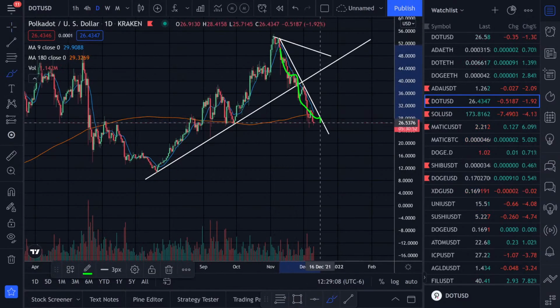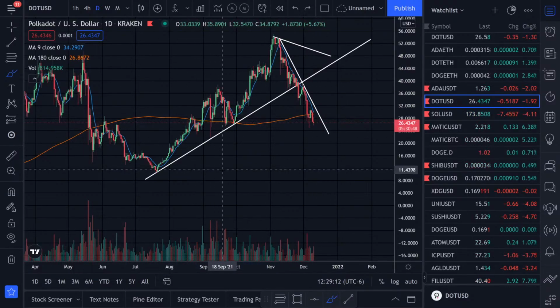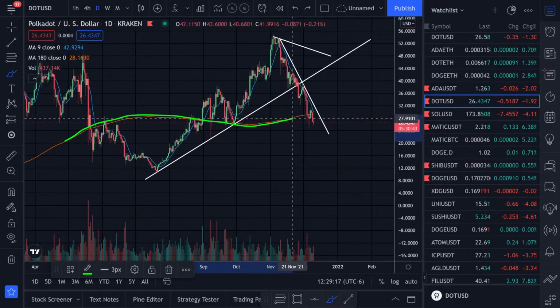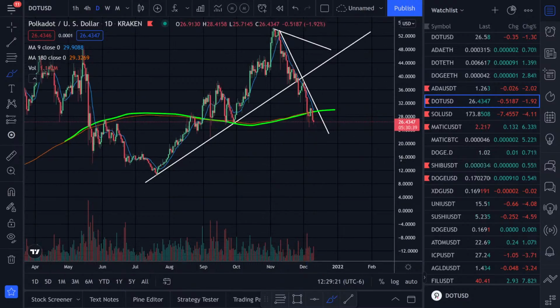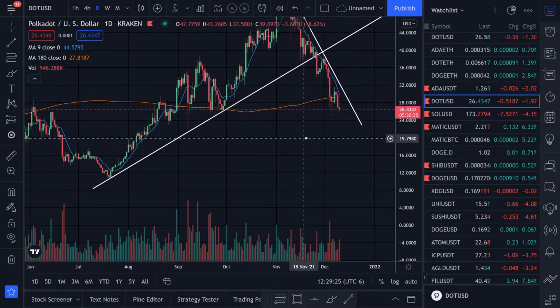We have this downtrend. Until we break the downtrend going to the upside, I'm watching these support levels. And oh, the 180 moving average. We have this 180 moving average, this orange line right here. We actually broke below that. We're on the daily time frame, so it's kind of significant. Yeah, significant, should I say.